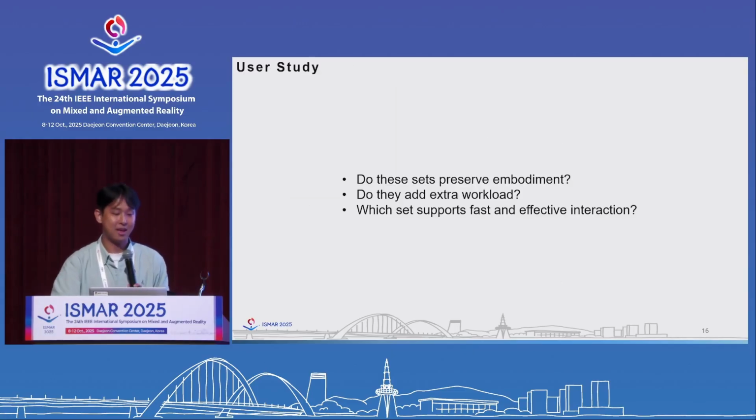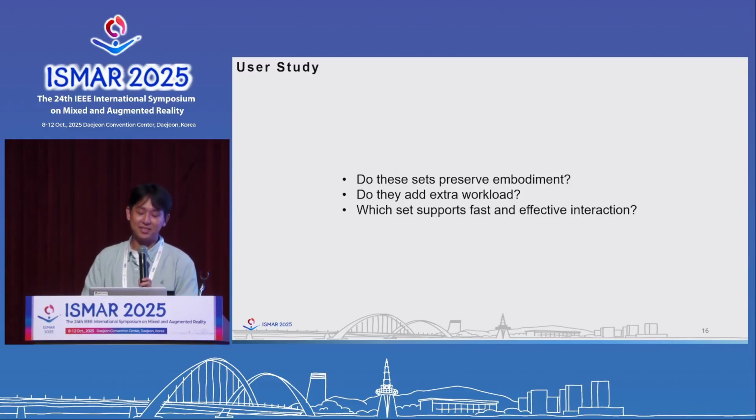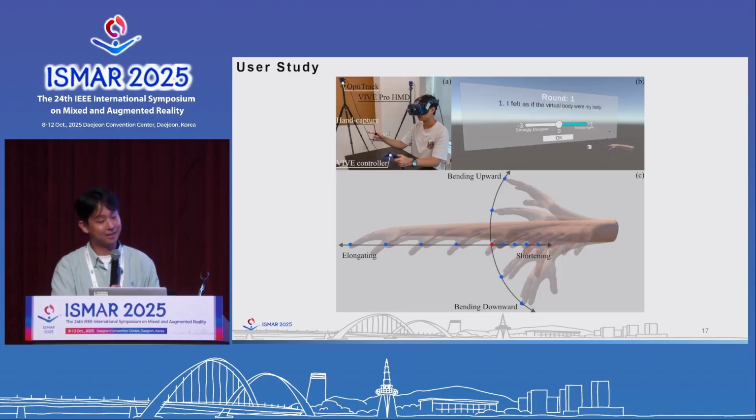After implementing these 3 gesture sets, the next step was to ask, how do they actually perform with users? We want to know 3 things. First, do these gestures still allow users to maintain a strong sense of embodiment? Second, do they add extra workload, or are they easy and comfortable to use? And third, which set provides the most efficient interaction in practice?